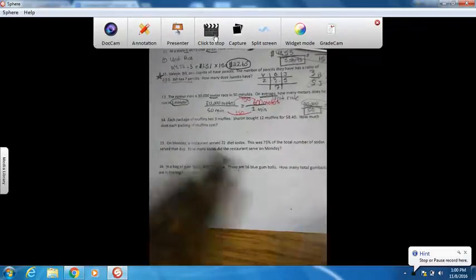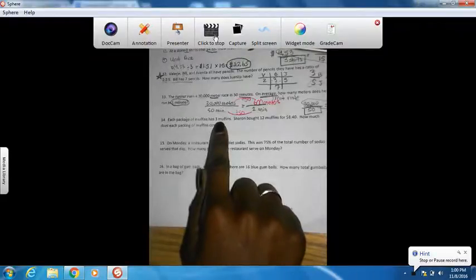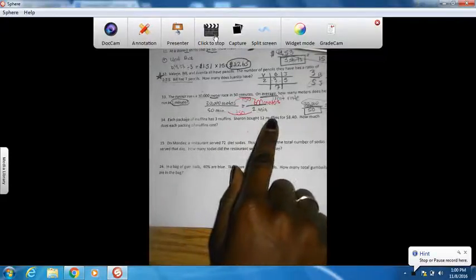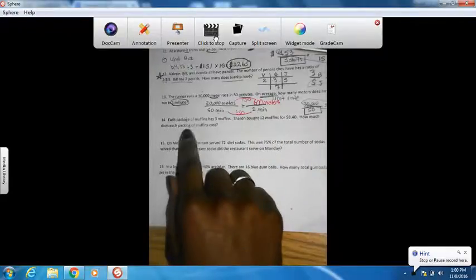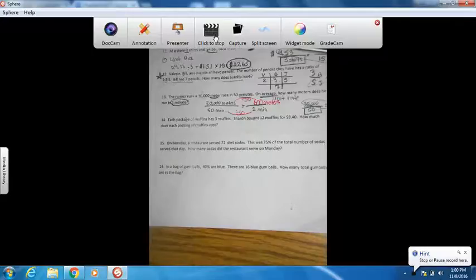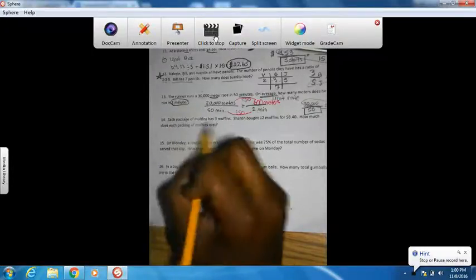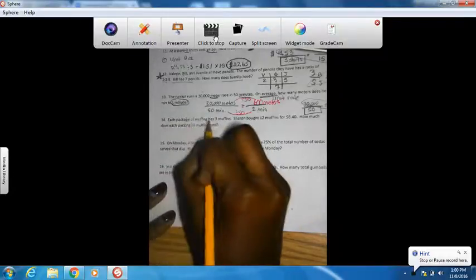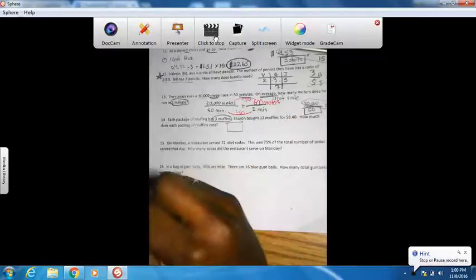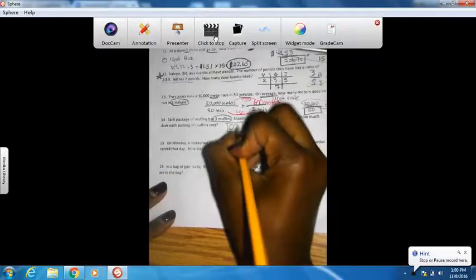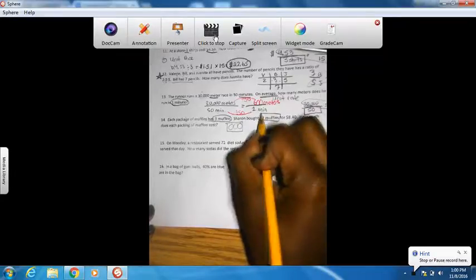Each package of muffins has 3 muffins. Sharon bought 12 muffins for $8.40. How much does each packaging of muffins cost? So I'm going to draw a picture so I can visualize this. Each package of muffins has 3 muffins. So here's a package, and there are 1, 2, 3. Sharon bought 12 muffins.